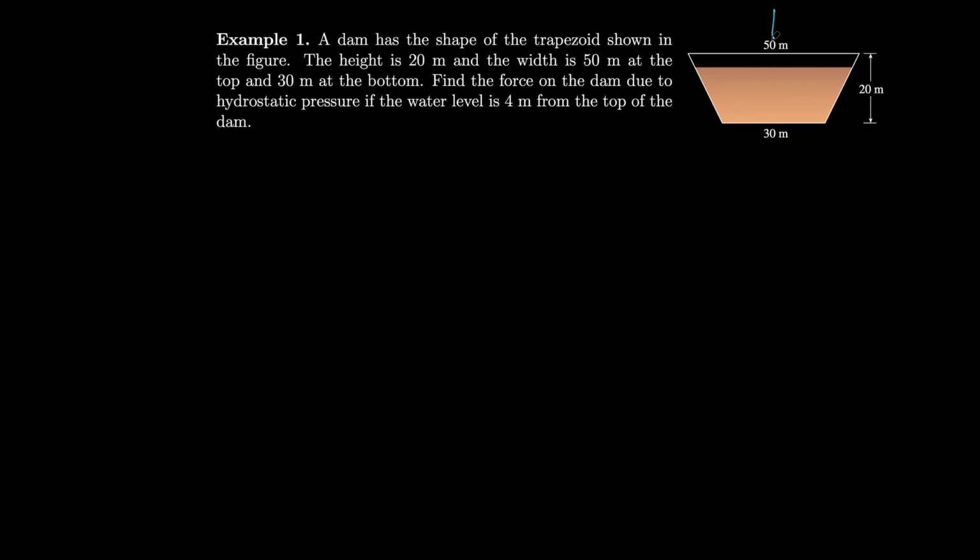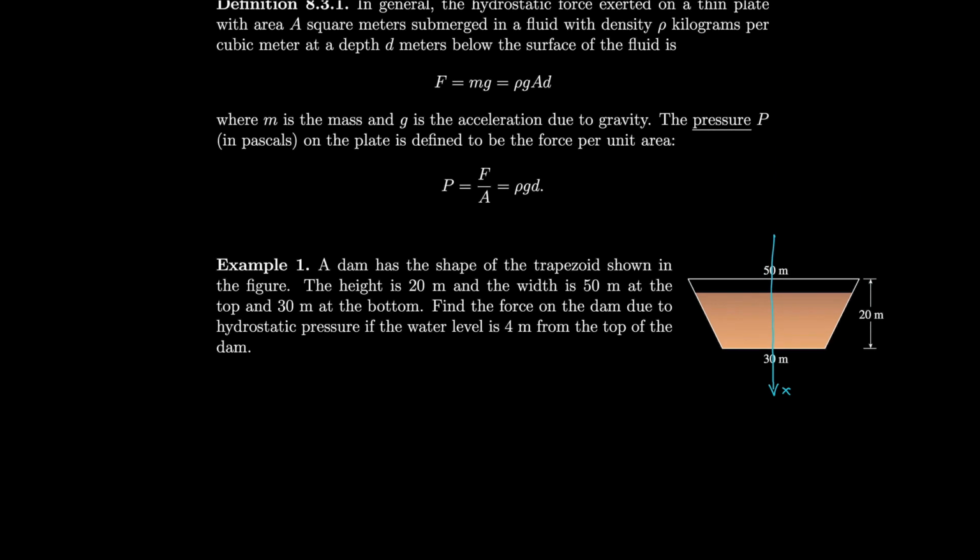So remember, our depth is below the surface of the liquid. So we should probably start the x-axis where the liquid starts, around over here. So let's make that 0 at the top of the liquid, which is 4 meters from the top of the dam. So that means that the top of the dam over here in this corner is at -4 on the x-axis.